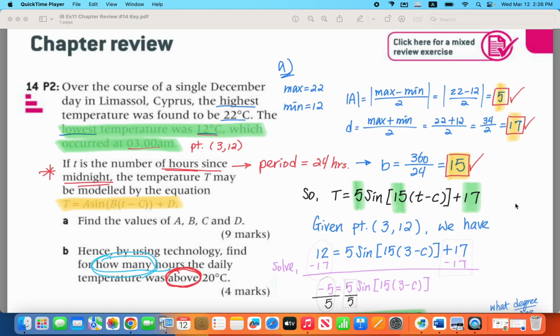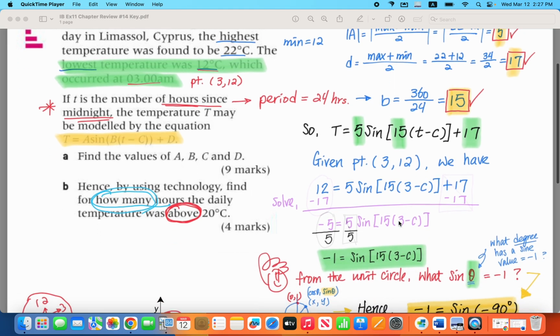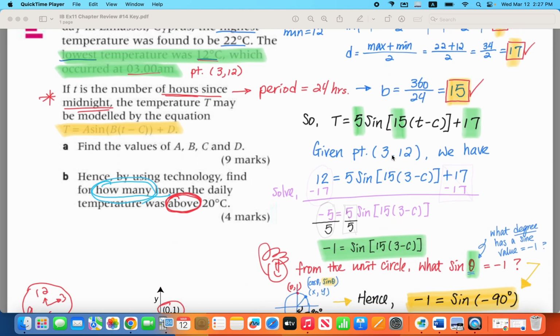Now back to the function. What did we mention about a function? When there is a point, I can plug it in and solve. That's what I did here. I used the point given to us, (3, 12), x to x, y to y. At this moment, the x is my little t value and y is my capital T. That gives me 12 equals 5 sine of 15 times (3 minus C), close parenthesis, plus 17.